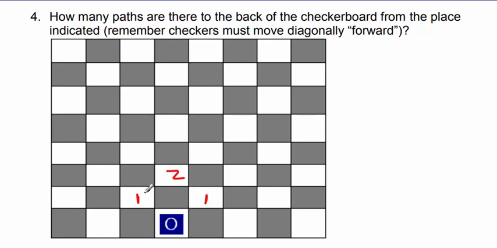I can go here, I can go here. From here I could go to this spot, and that means there would be 3 ways to get here. From this spot I can go here, which means that there would be 3 ways to get to there, 1 way to get to there, 1 way to get to there, and so on. And you recognize that none of these spots are reachable by playing checkers normally.